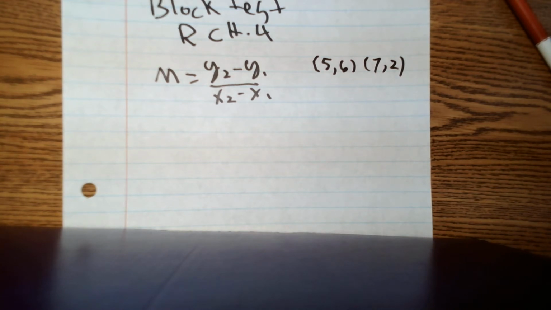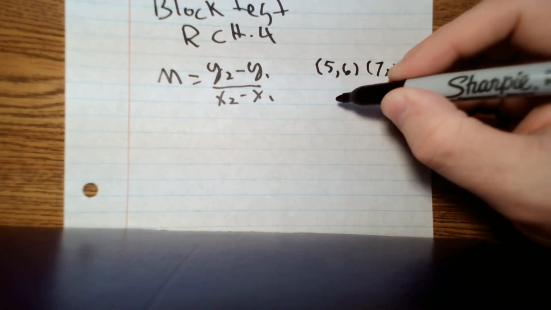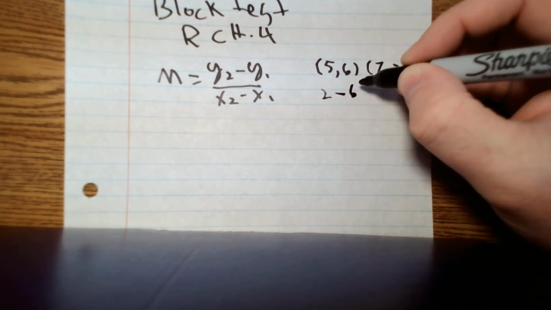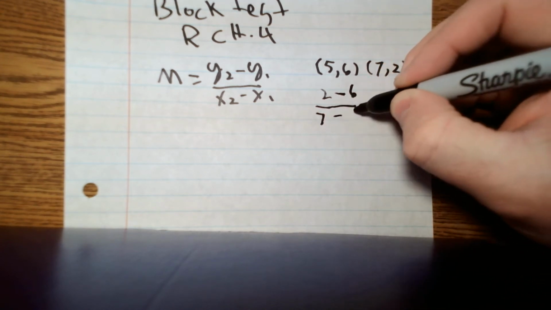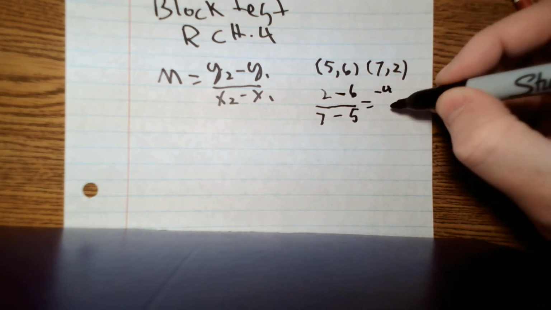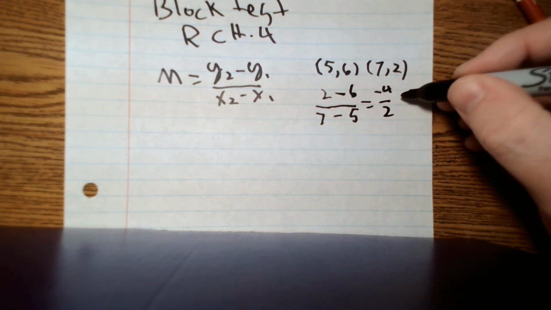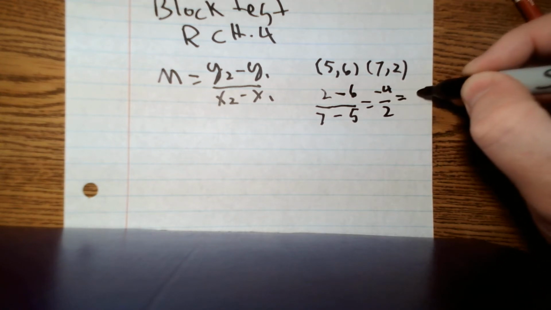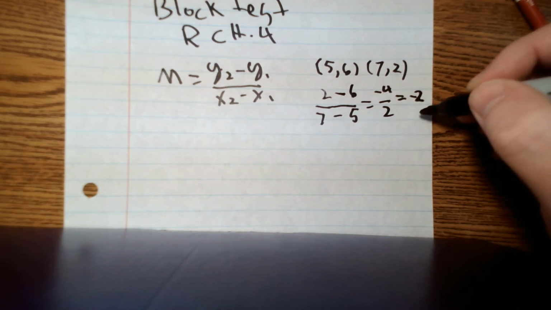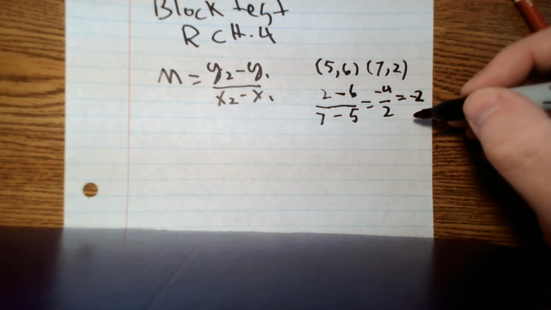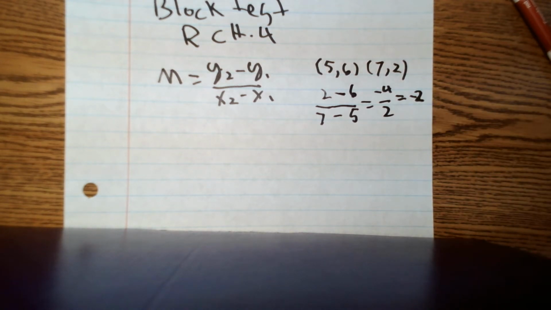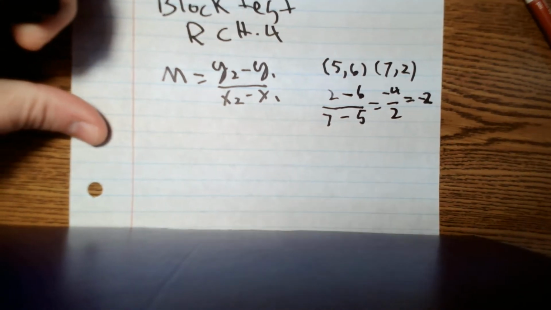All right, we got it? Let's see if I do this right. 2 minus 7 minus 5. And then this would be a negative 4. This would be a positive 2. Can we leave it like that? No. So this would end up being negative 2. Are you allowed to do negative 2 over 1? If you want to. Same thing, right? All right, so that's finding the slope.